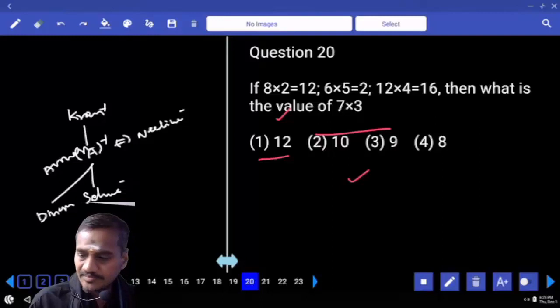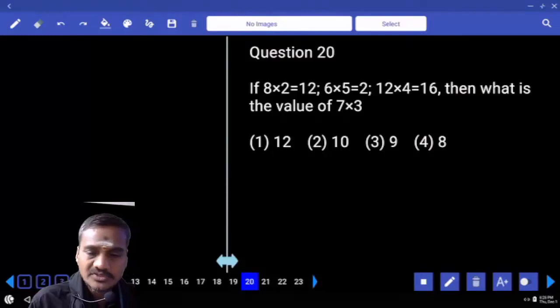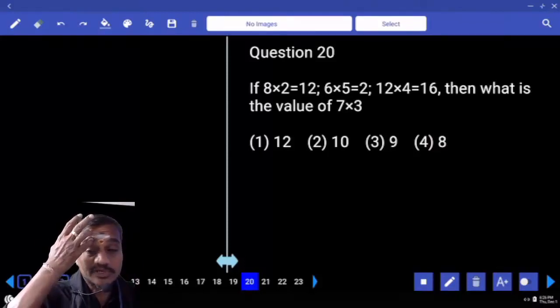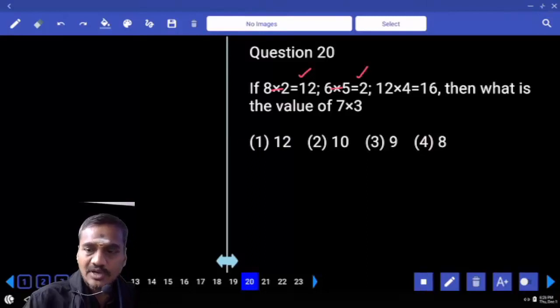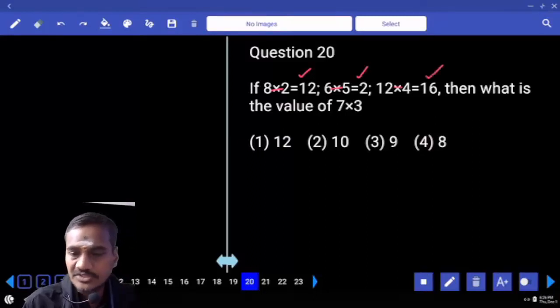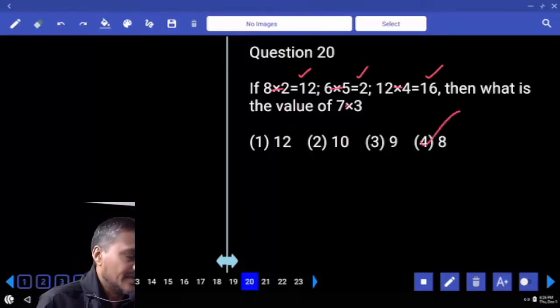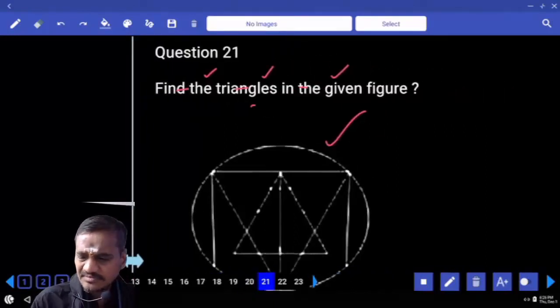Then next one, question number 20. Now, in this 20, my 20th answer is chapter? Now, 8 and 2 is so much. 8 and 2, now it is 12. 8 minus 2 is 6. 6 into 2, 12. 6 minus 5, 1, into 2, 2. 12 minus 4, 8. 8 into 2, 16. 7 minus 3, 4 into 2, 8. Difference between these two, twice of that one, into 2. Is it correct? Then coming to question number 21.